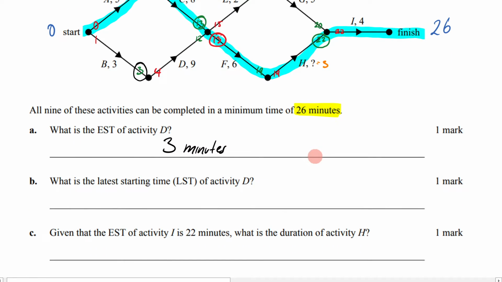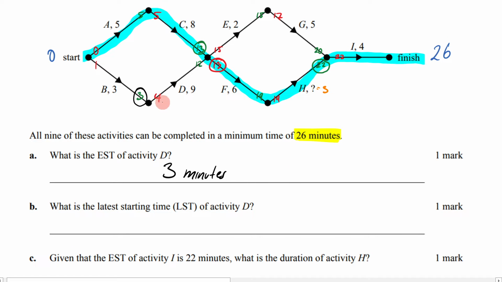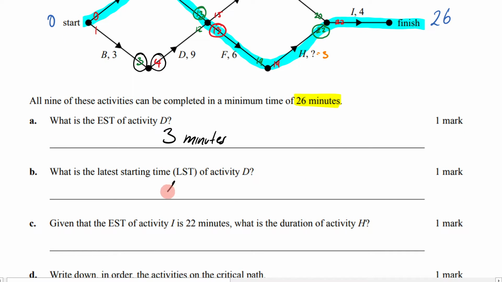We continue on. What is the latest starting time of activity D? We'll come back here to these numbers. It's going to be 4 because the red numbers are your latest starting time. So we'll say it's 4 minutes.